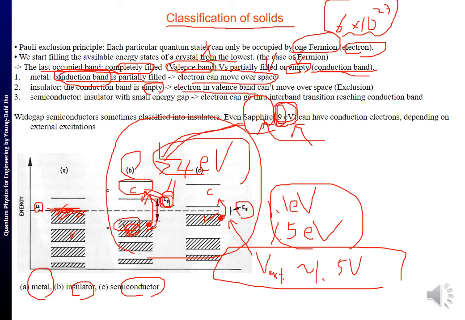So we don't want to use too much electric charge or electric bias to use an insulator. We just want to use structures with a smaller band gap so that we somehow save our electricity. Okay.